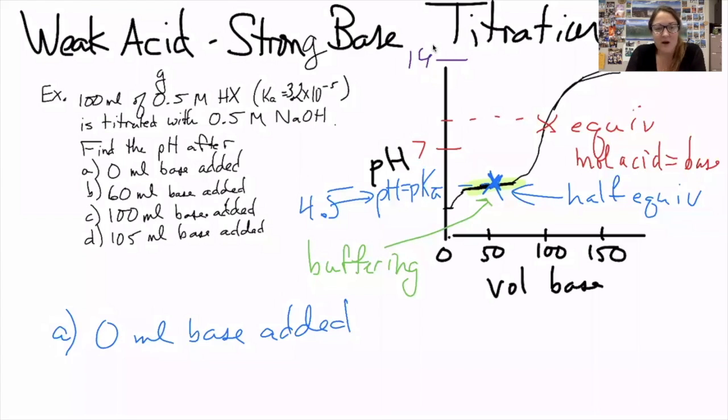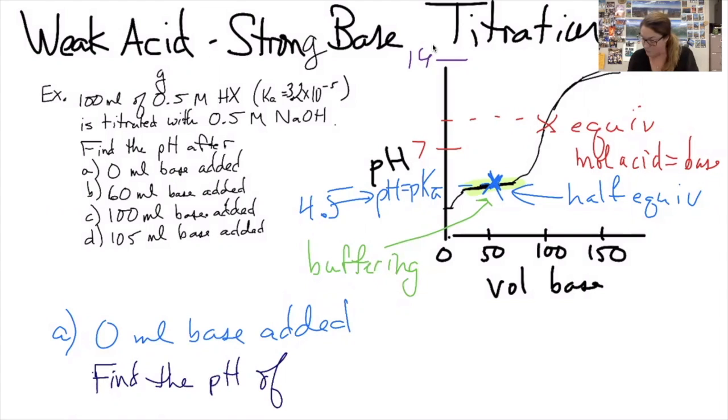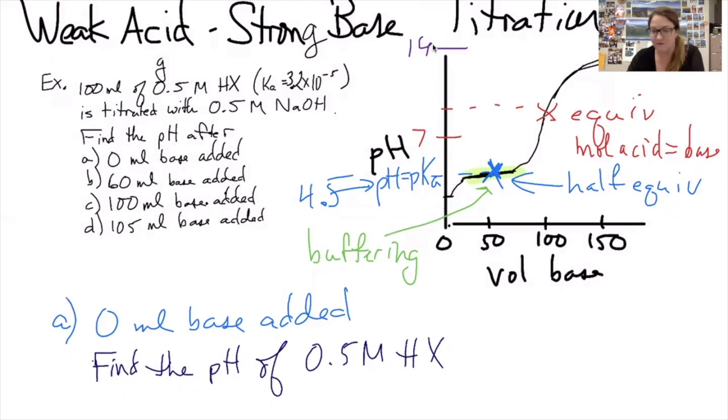For the next part of this problem, we're going to actually do some calculations. So for A, I want to find the pH after 0 milliliters of base added. What this means is that I only have the acid present. What is present is only the 0.5 molar HX, and I simply need to find its pH. It doesn't matter how much of it it has.